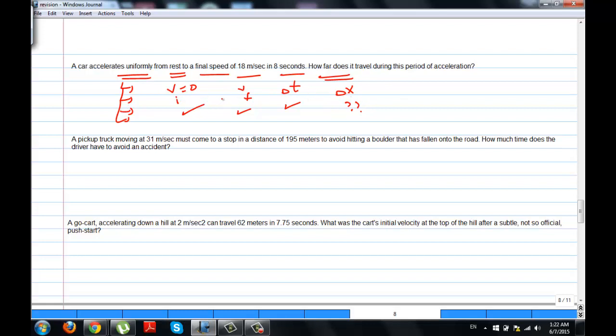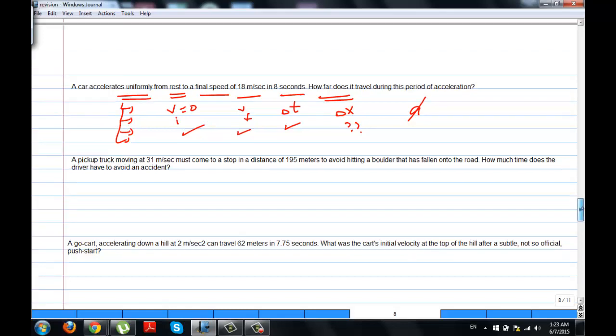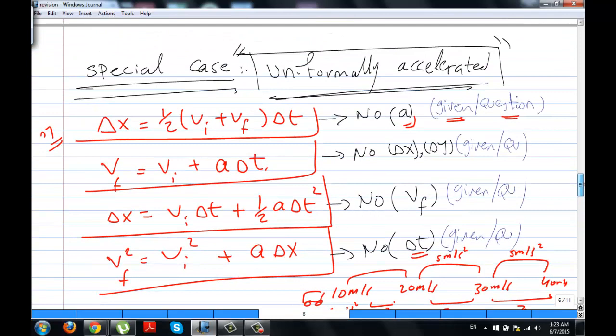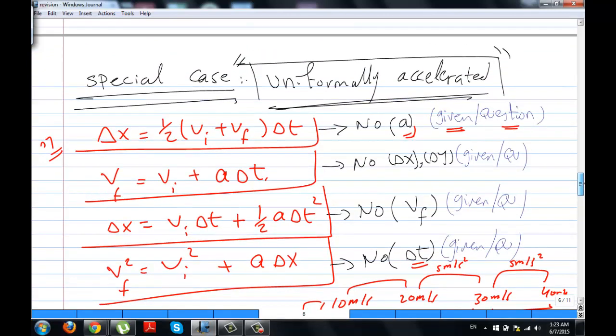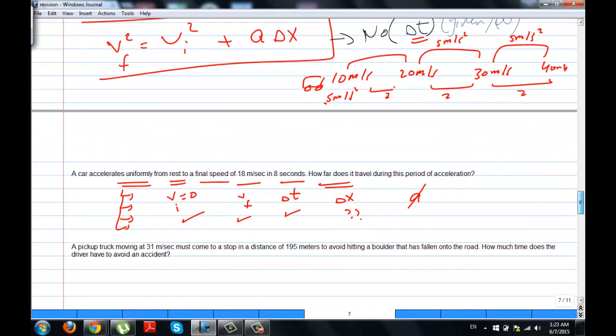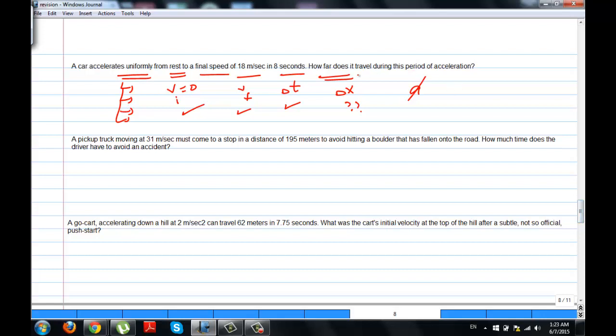What is not mentioned? Exactly, acceleration. Acceleration is not mentioned here by any means, which means that this problem can be solved by the first equation, delta X is equal to half VI plus VF times delta T, because there is no acceleration in the problem.